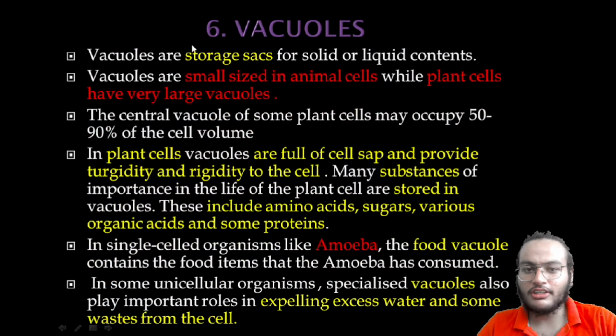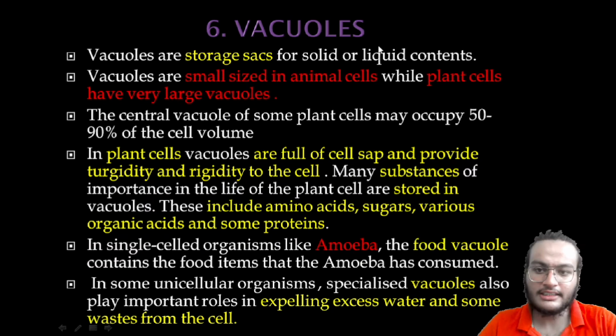Next we'll talk about vacuoles. Vacuoles क्या है? These are the storage sac for solid or liquid content. These are small sized in animal cells, while plant cell में these are very large. They occupy about 50 to 90% of the cell volume. In plant cells, the vacuole is filled with cell sap, so they provide turgidity and rigidity to the cell.